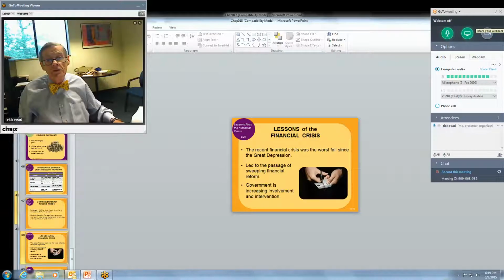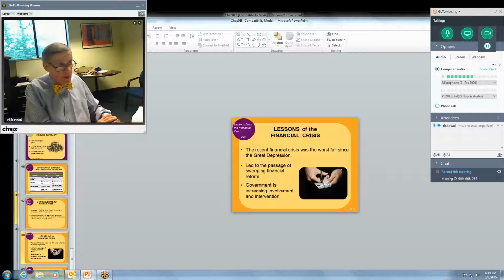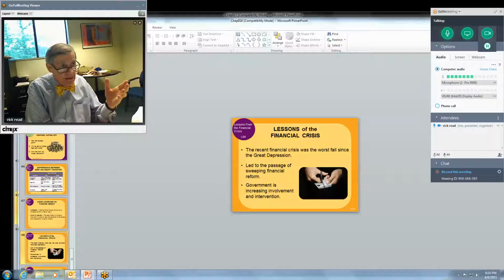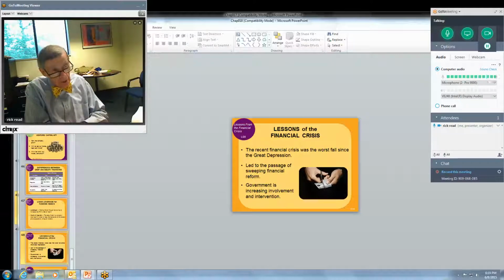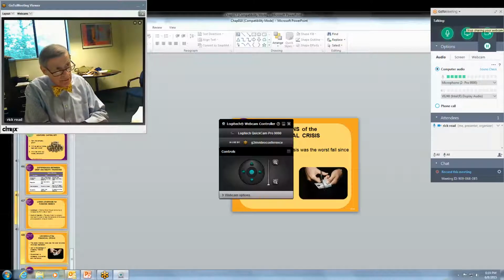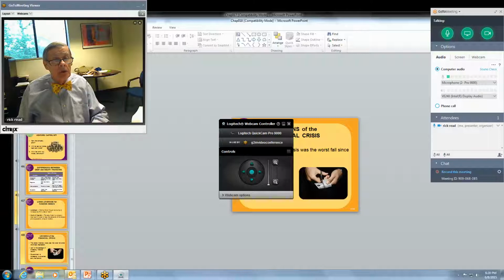These are the lessons that we've learned from the financial crisis, or at least I hope we've learned. Worst thing since 1929. I've lived through a number of recessions, but nothing like this last one. We had financial reforms of the sweeping variety. As I mentioned earlier, there's still some fussing about that. And the government is going to increase its involvement in and intervention into regulating financial companies.